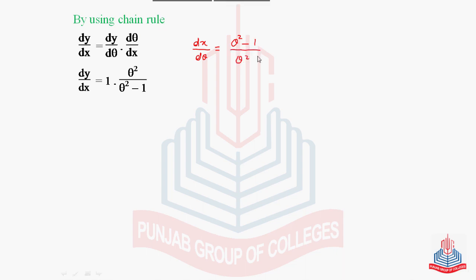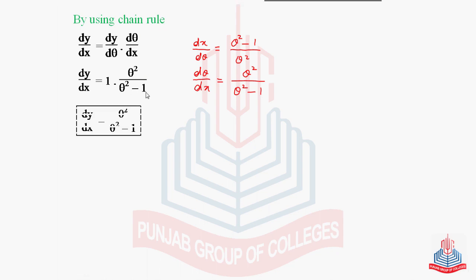But by using our chain rule, we have to form dy by dx. So by using chain rule, that is actually dy by d theta and d theta by dx, which is just a reciprocal of this one, dx by d theta. So now putting up the values of d theta by dx, which is actually the reciprocal of this one, this will become theta square over theta square minus 1. Now we put this value in d theta by dx, so the result will become 1 into theta square over theta square minus 1, that is actually dy by dx is equal to theta square divided by theta square minus 1.